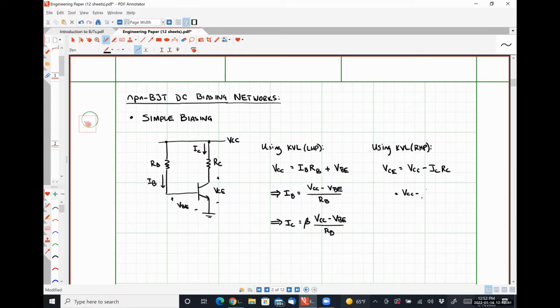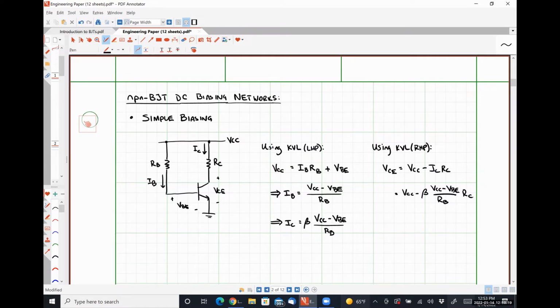VCC minus beta times VCC minus VBE divided by RB multiplied by RC. And if for whatever reason we wanted to know what our emitter current was, we just sum these two guys together. Right? So these equations should tell us everything that we need to know about the behavior of an NPN BJT in a simple biasing network.